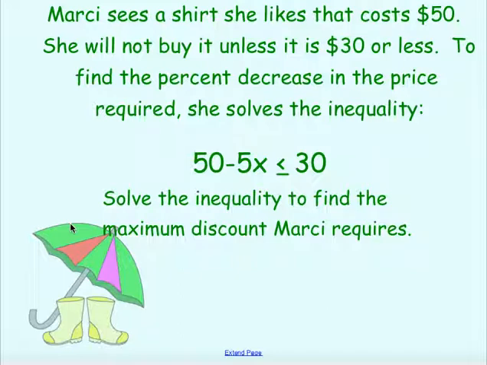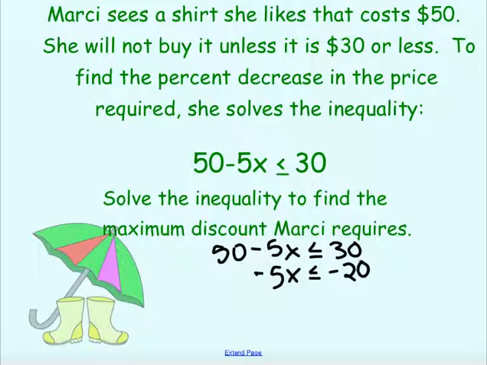So in this case, we have 50 minus 5x is less than or equal to 30. So we subtract 50 from each side and get negative 5x is less than or equal to negative 20. And we divide by a negative 5 to get x is greater than or equal to 4. Okay, what this is saying is that we need that maximum discount, all right, to be greater than or equal to 4.